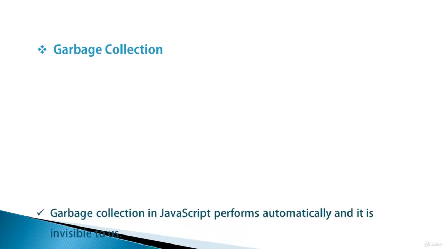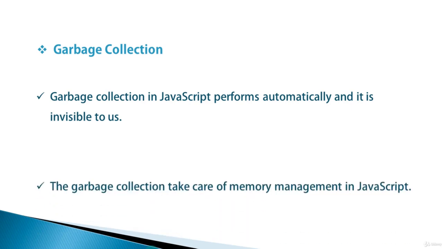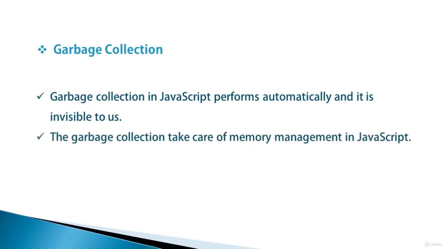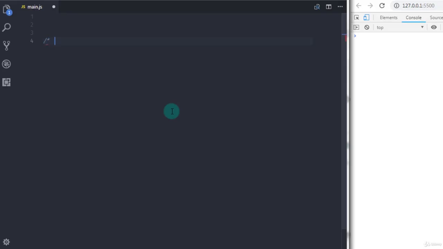If you are not familiar with garbage collection, then let me introduce the concept behind it. Garbage collection in JavaScript performs automatically and it is invisible to us. The garbage collection takes care of memory management in JavaScript. Suppose you have an object and this object has two properties. The first property can be accessed with the reference and the second property doesn't have any reference to access it. In that situation, JavaScript will put some junk data in the unreachable property. This property value is called garbage value, right?